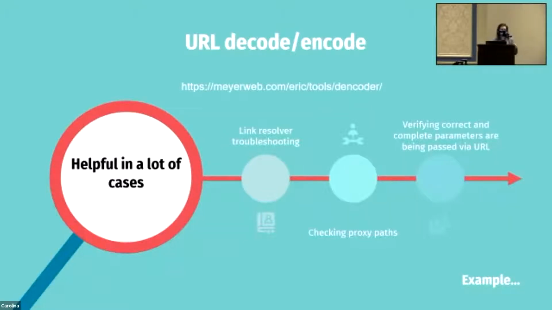So there's a lot you can do with link resolver troubleshooting with decode and encode. Also very good to use if you're testing something with your proxy. Many proxies require that the target URL be encoded. So if you're prepending your proxy prefix and then want to encode a target URL to make sure it's proxied correctly, especially before sending that email to all the faculty, as I have done before when something wasn't properly proxied, that's a good way to test it out.